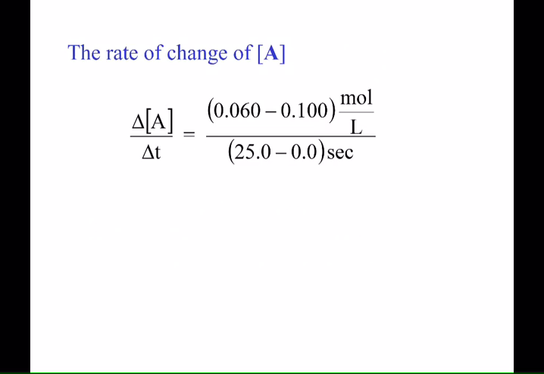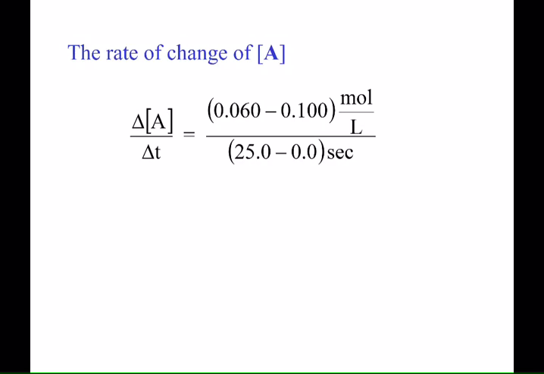All right. So plugging in those numbers for A, you get this. The change in molar concentration of A is always final minus initial. So it went down to 0.060 moles per liter, and it started at 0.100 moles per liter. So that's where, of course, we get our negative from in the numerator. The time interval is T2 minus T1, 25.0 seconds minus 0.0 seconds, 25.0 seconds.